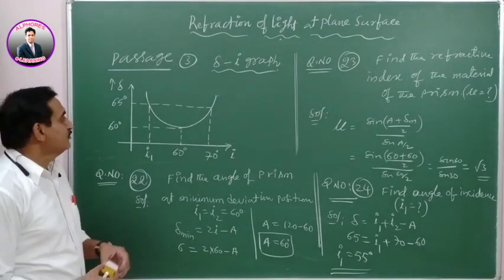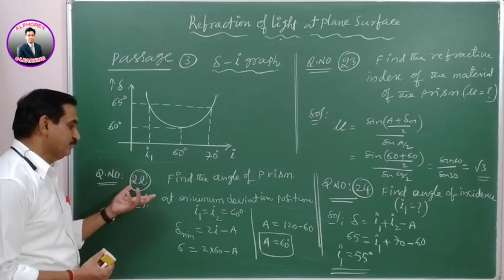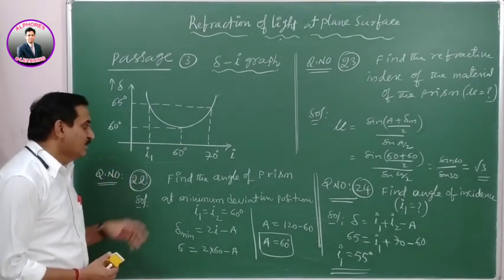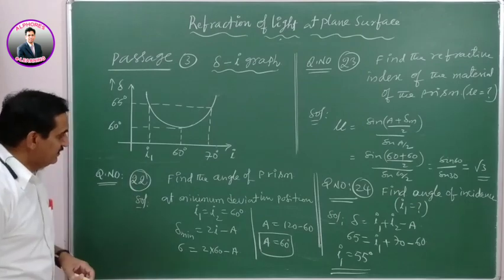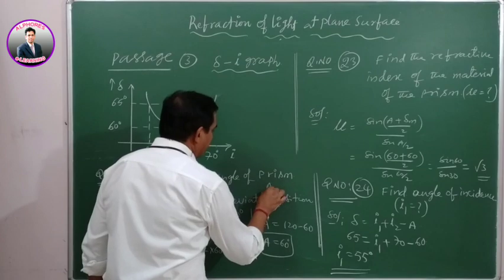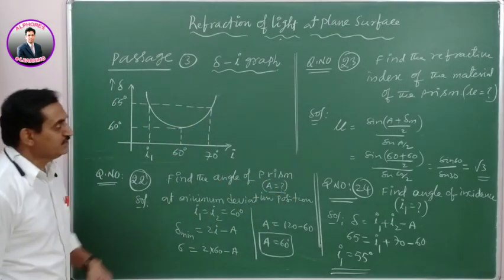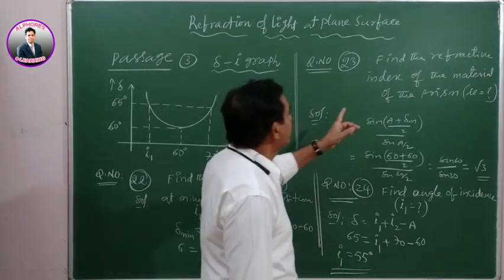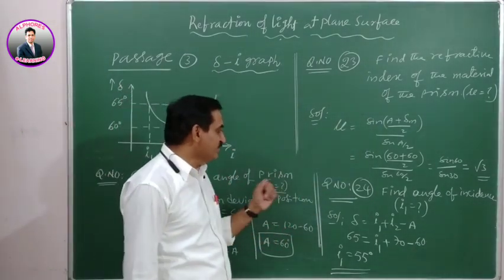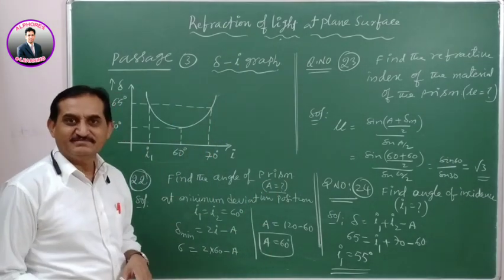So if a deviation and angle of incidence graph is drawn for a prism, from this graph the first question is: find the angle of prism, that is, what is the value of angle of prism. Question number 2, find the refractive index of the material of the prism, the mu value. And the third question is find angle of incidence I1.